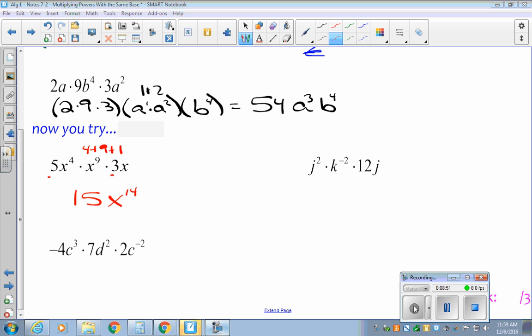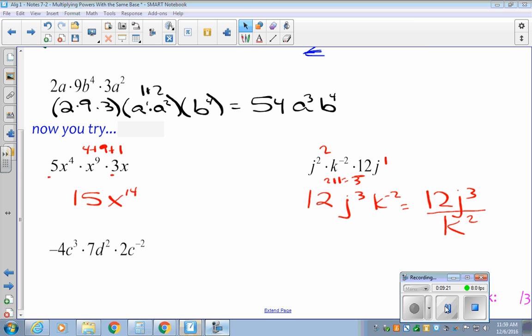Here, our poor 12 has nobody to hang with. Next, I have j squared and j to the 1. So 2 plus 1 is 3. And then k doesn't have any buddies, so he's just left alone. But I want to put it in simplest form, so I'm going to bump down that k. So we got k to the second.